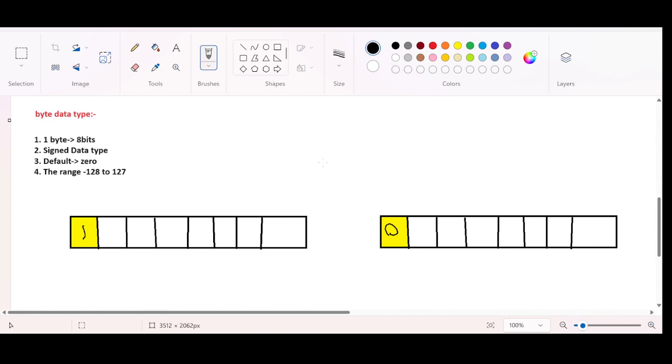Right? So if you say that the range is categorized from minus 128 to plus 127, what does it really mean? Since it is a signed type, we need to differentiate. Signed means negative numbers will also be included to store values.